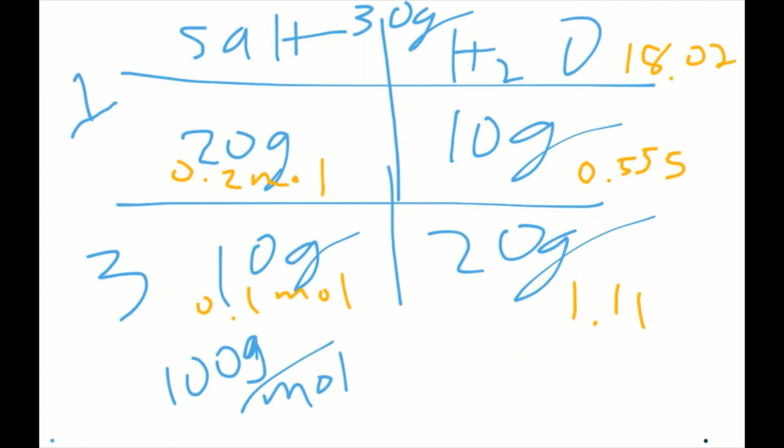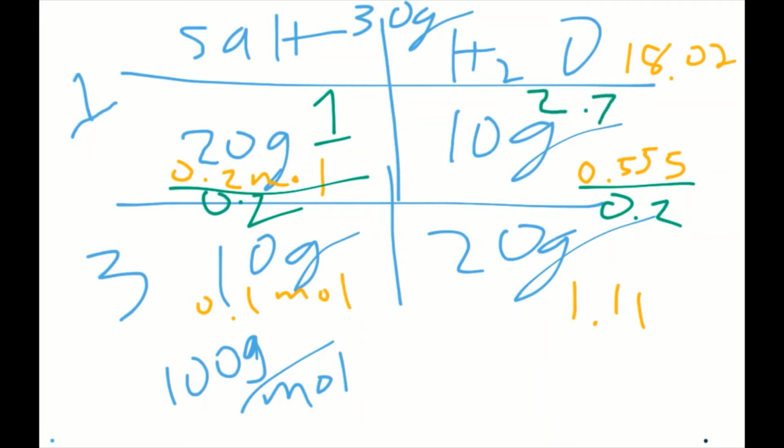So let's now calculate the empirical formulas for each of the salts based on the data after the first heating and the third heating. So we would take the smaller of the two, which is 0.2. So we are going to divide both of them by 0.2. And we get 0.555 divided by 0.2 is 2.775. And I'm just going to write that as 3 for simplicity.